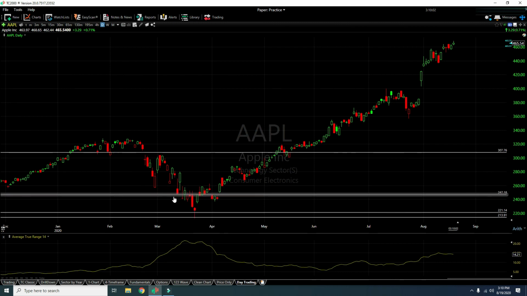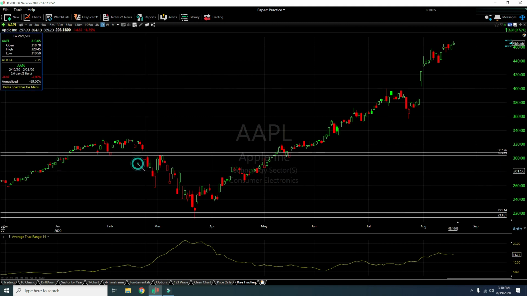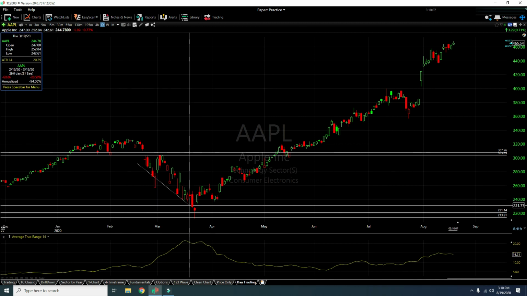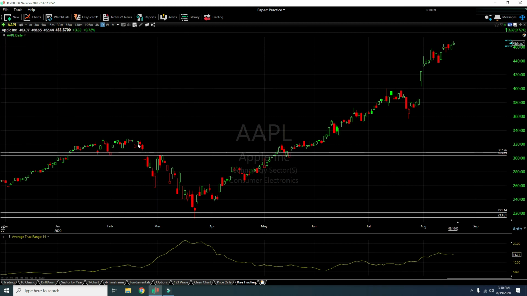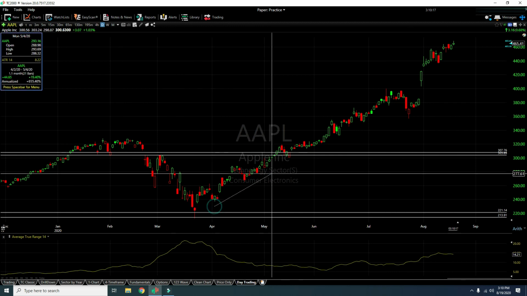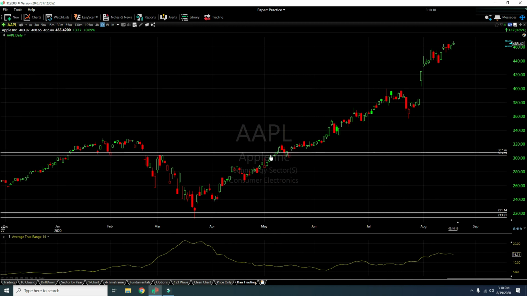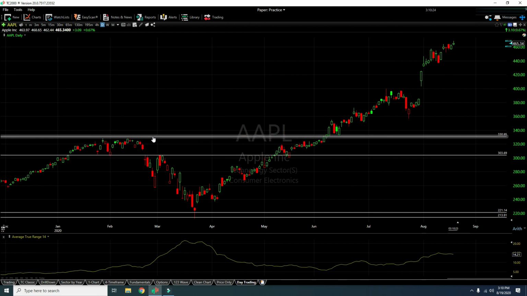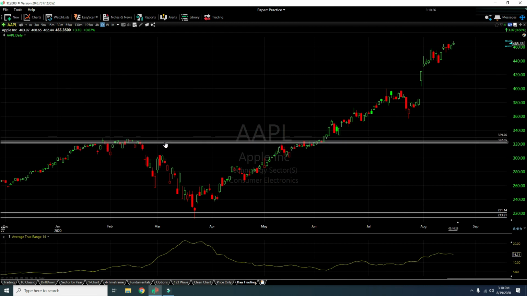So in a downtrend, supports break after several times. So it makes a support weaker in a downtrend. In an uptrend, a resistance becomes weaker. On this example which we have talked about here, see, this area is a strong resistance. This was an uptrend. Apple tried several times.